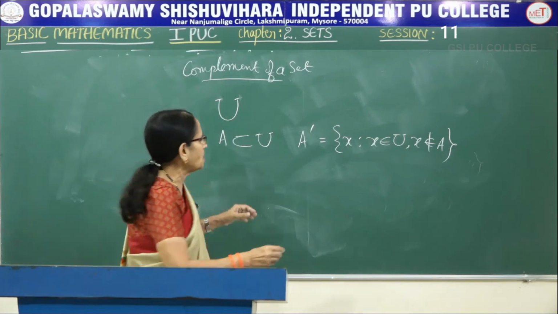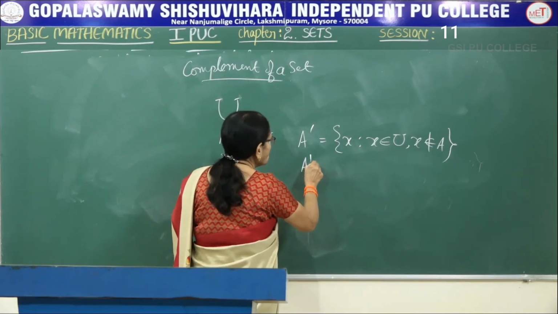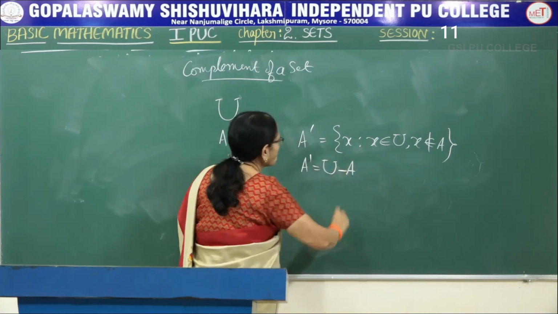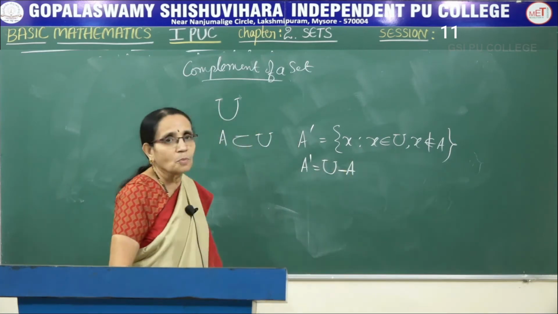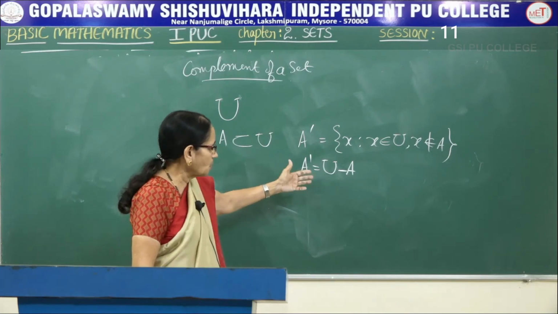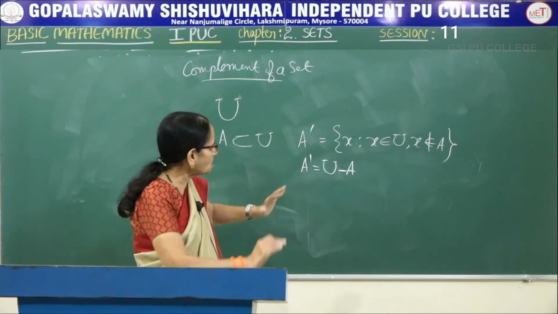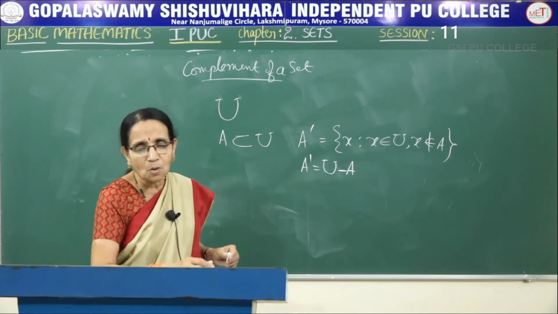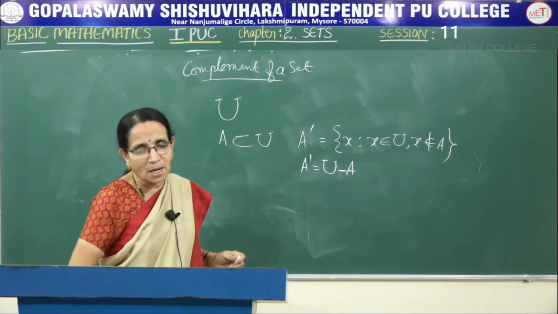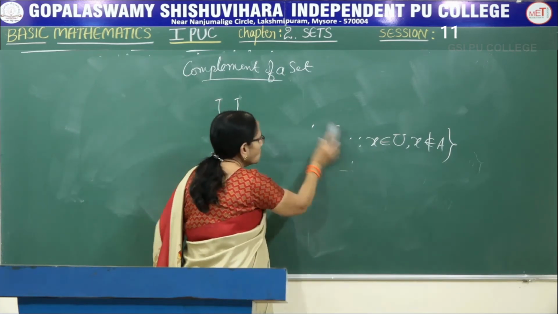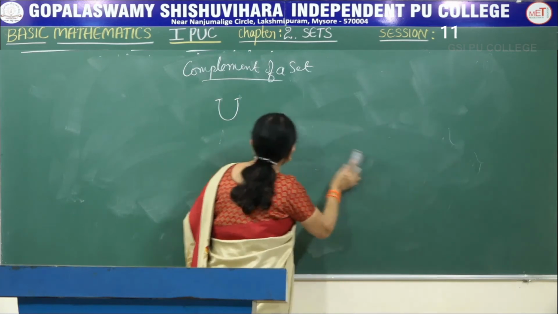Or you can write it the other way, using the difference: A dash equals U minus A. That is, you take all the elements of U, take out the elements of A, and the remaining elements form A dash, which equals U minus A. Now let me give you an example here so that you can understand the definition carefully.